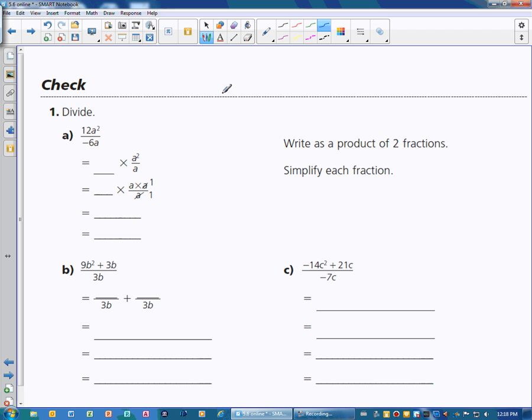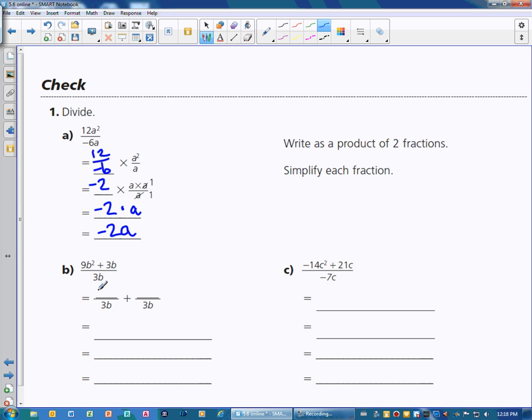All right, so let's finish up. They want you to put them into numbers and letters. So on this line, you need to write 12 over negative 6 times a squared over a. 12 divided by negative 6 would be negative 2. They're showing you that you could cancel one of the a's on the top with one of the a's on the bottom. So I have negative 2 times a, which is just plain negative 2a.